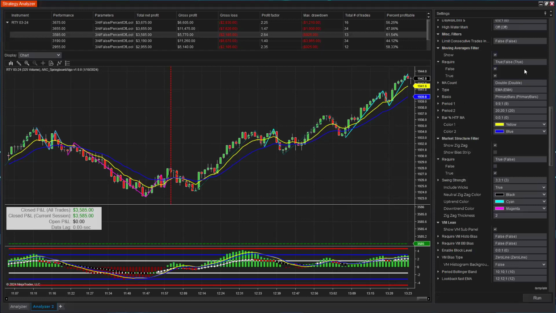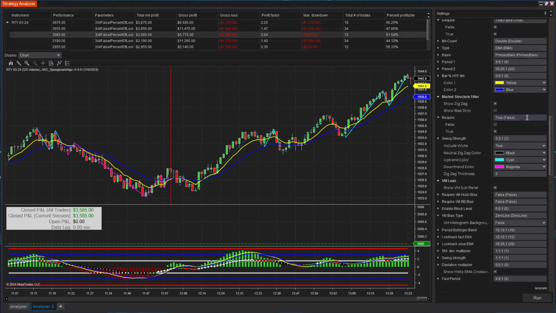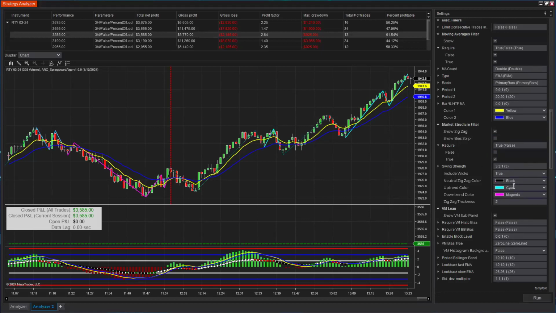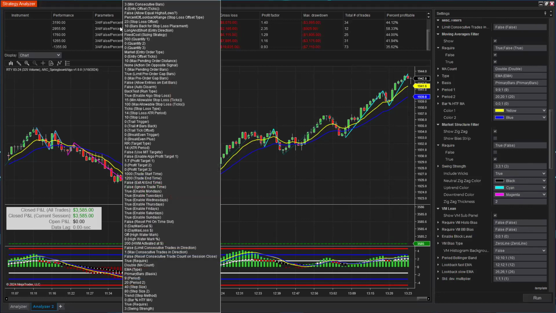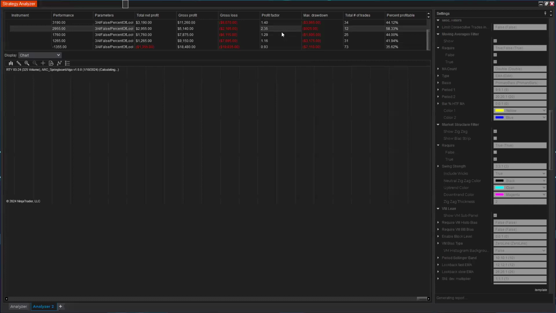This one is saying true for the moving average and false for structure. So really, it's one or the other as far as that goes. And then let's go look at this one as more restrictive. So I assume this had all of them.